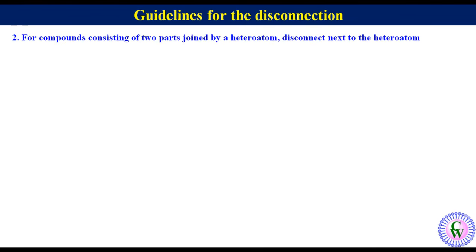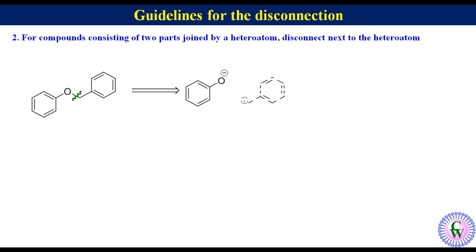Point number 2. For compounds consisting of two parts joined by a heteroatom, disconnect next to the heteroatom. Suppose we have to disconnect benzyl phenyl ether to find the synthons. This molecule has two parts, benzyl and phenyl, connected to each other through an oxygen atom. If we disconnect this carbon-oxygen bond, we will get the synthons phenoxide and benzyl cation. The synthetic equivalents will be phenol and benzyl bromide respectively.